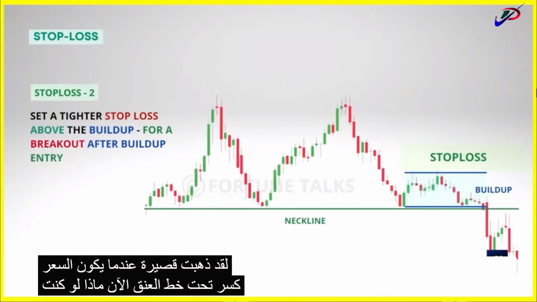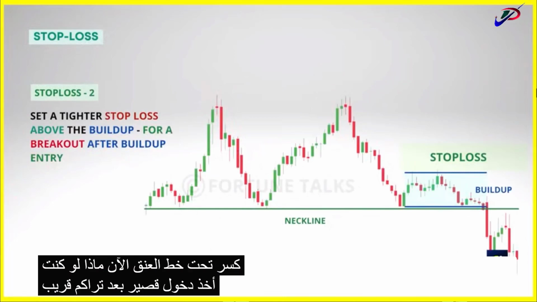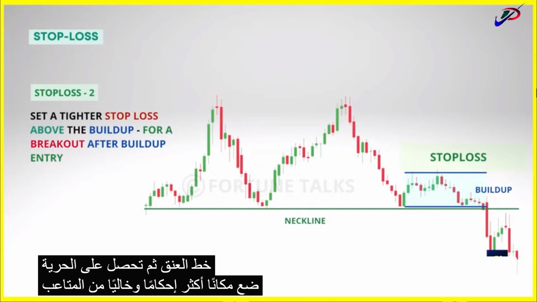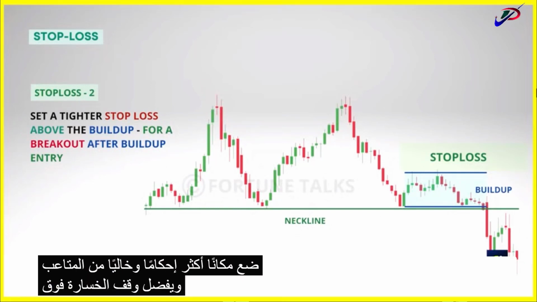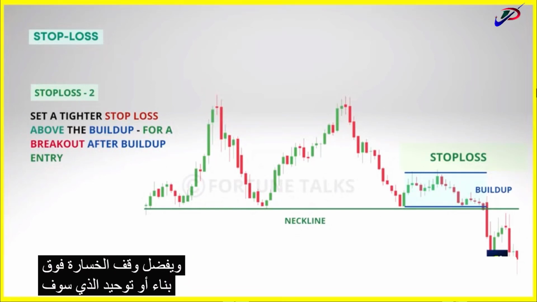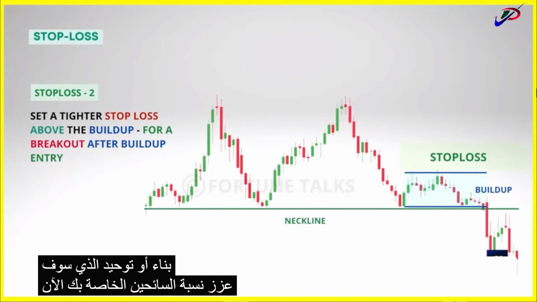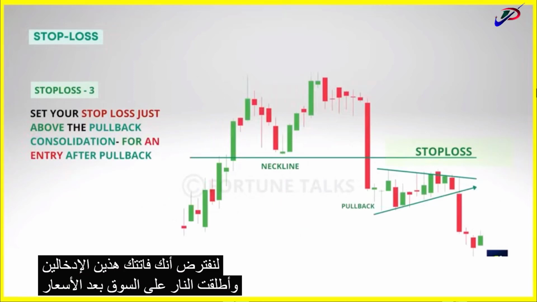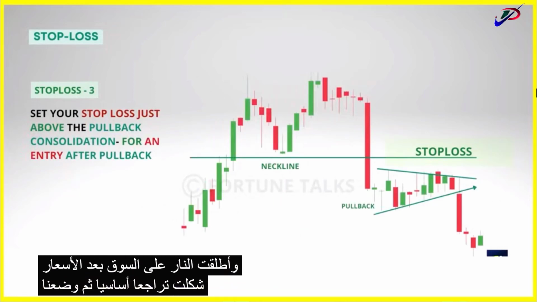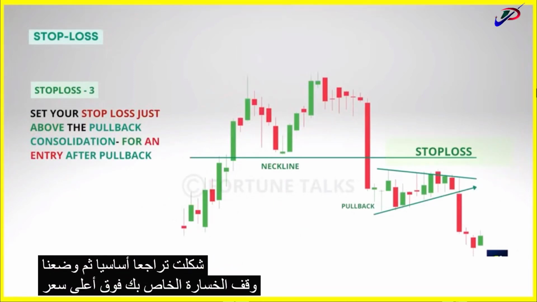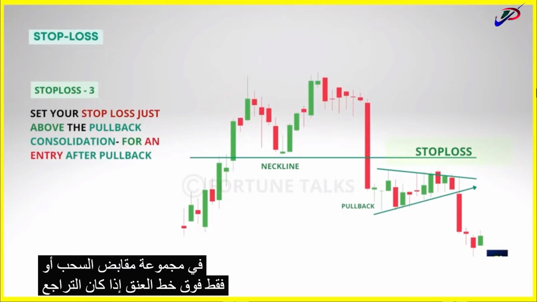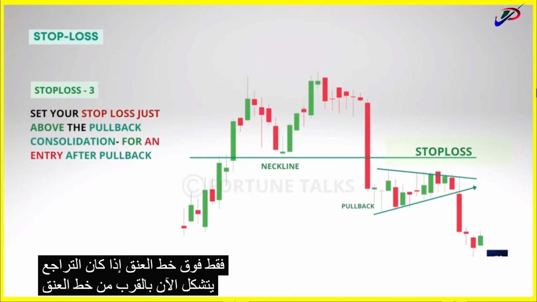Now what if you took a short entry after a build up near the neckline? Then you get the freedom to place a much tighter and hassle-free stop loss preferably just above the build-up or consolidation, which will boost your reward to risk ratio. Now let's say you missed both these entries and you shorted the market after the prices formed a primary pullback. Then you set your stop loss above the highest price in the group of the pullback candles or just above the neckline if the pullback is formed very close to the neckline.